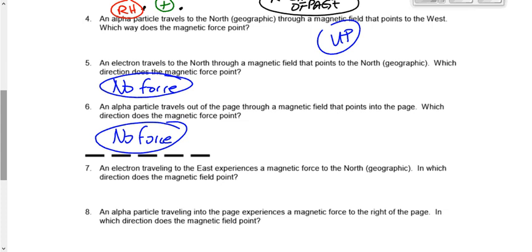7, an electron traveling to the east. So our frame of reference is the earth, not the page. Electron traveling to the east. And we're making this north, right? If that's north, then that's east. My electron is traveling to the east and a magnetic force to the north. It's not my fingers to the north, it's my palm to the north. Thumb to the east, palm to the north, fingers point in the direction of the magnetic field, and that is which way?